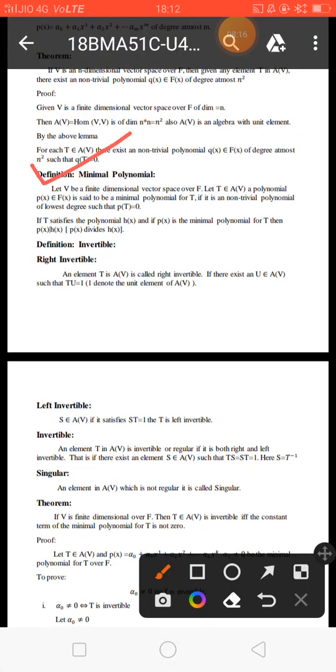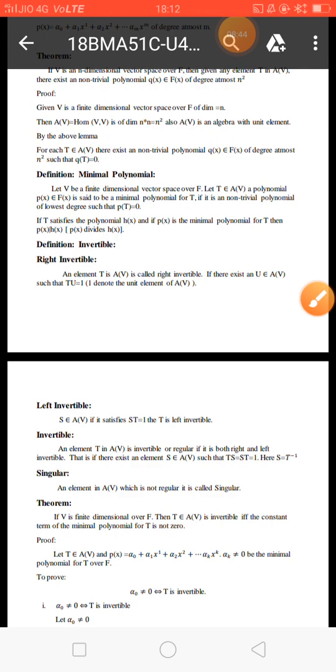Now let us see the definition of minimal polynomial. Let V be a finite dimensional vector space over F, and let T belong to A(V). A polynomial p(x) belonging to F[x] is said to be the minimal polynomial for T if it is a non-trivial polynomial of lowest degree such that p(T) equals 0. If T satisfies the polynomial h(x), and if p(x) is the minimal polynomial of T, then p(x) divides h(x).